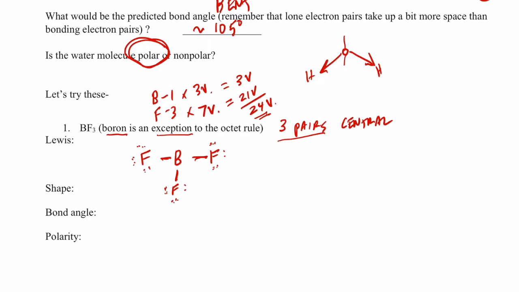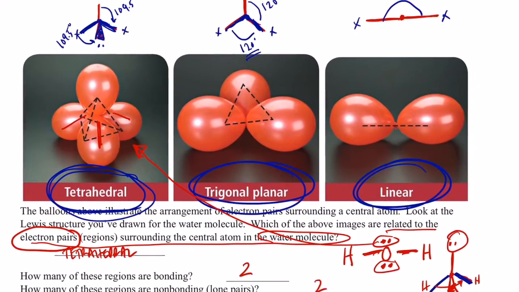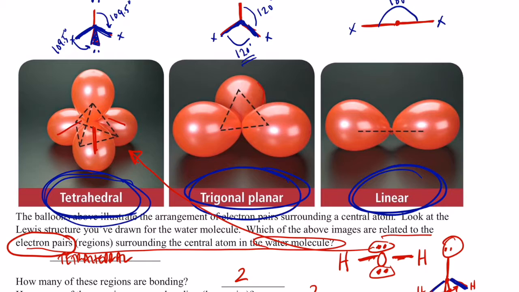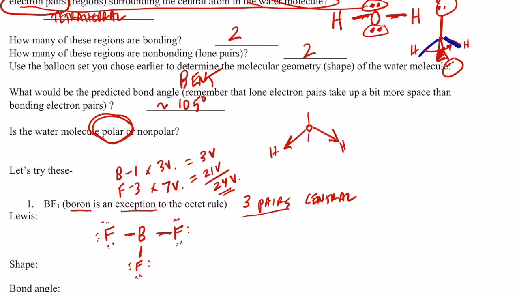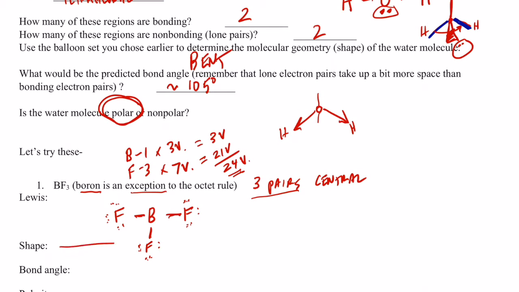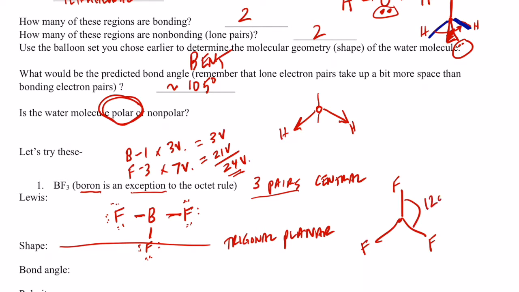Now how about the shape of this? Well, let's take a look at our balloons. Don't we have 3 regions of density here around the boron atom? So it looks like that's going to be trigonal planar. Trigonal planar. I know it looks like a T to you, but remember the boron's in the center, and we have these 3 pairs coming off. They are 120 degrees from each other, folks. So that bond angle is an expected 120 degrees.